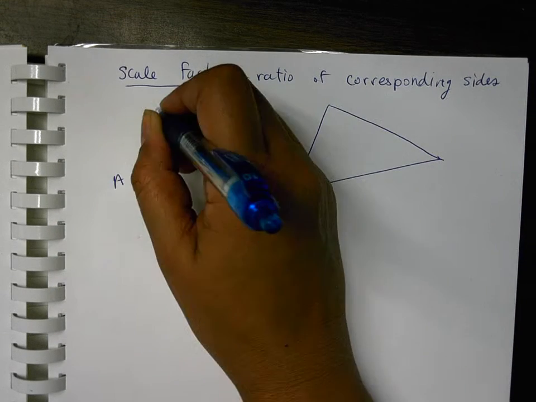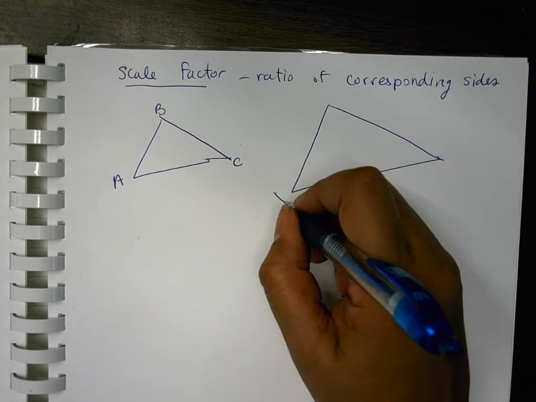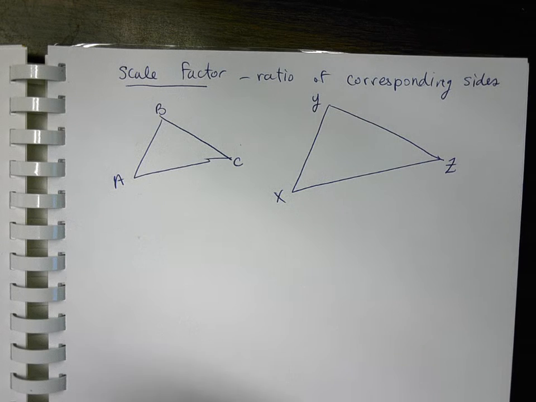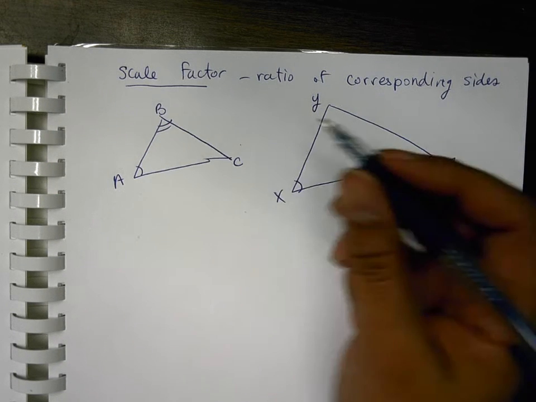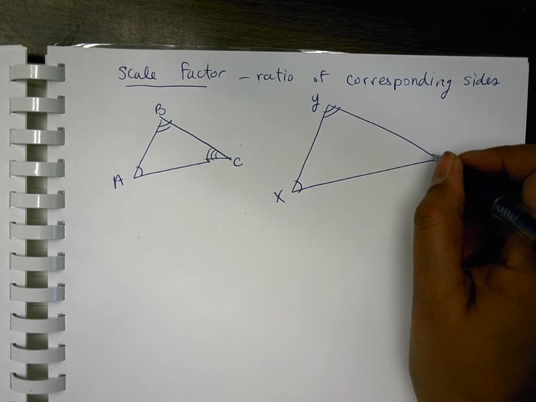A, B, C, and X, Y, Z. And I'm going to put one angle tick marking in A and X, 2 in B and Y, and 3, even though it's not needed, in C and Z.